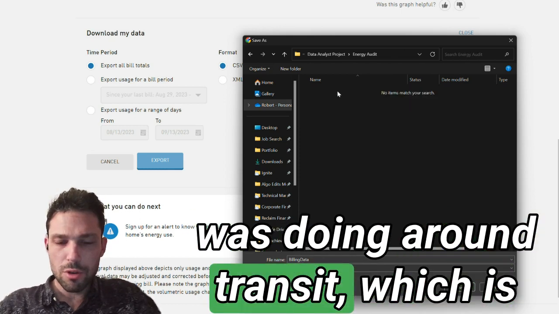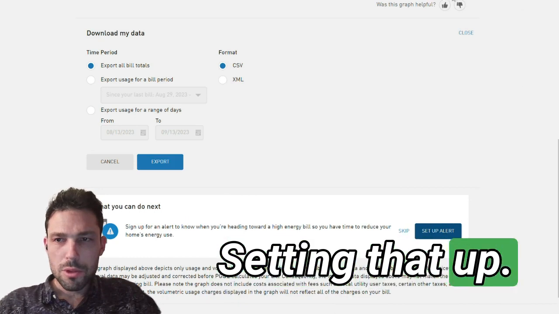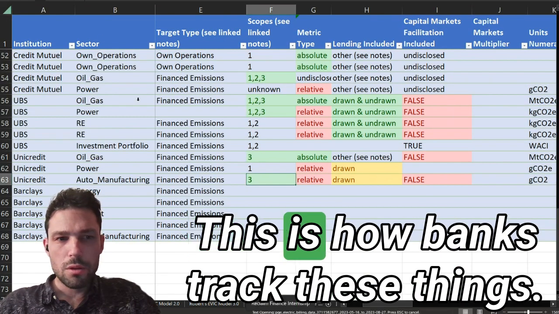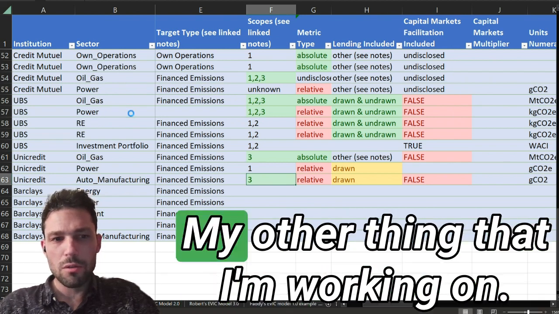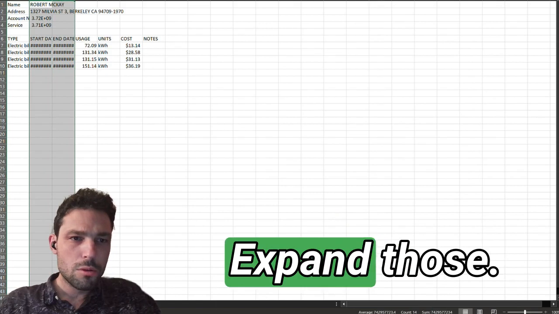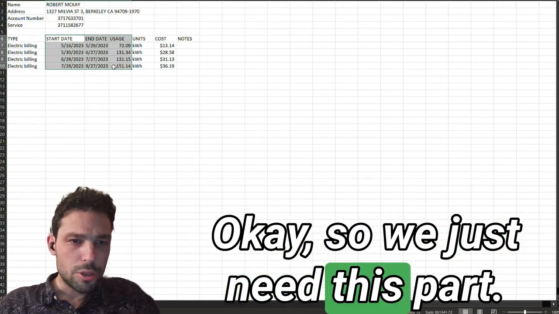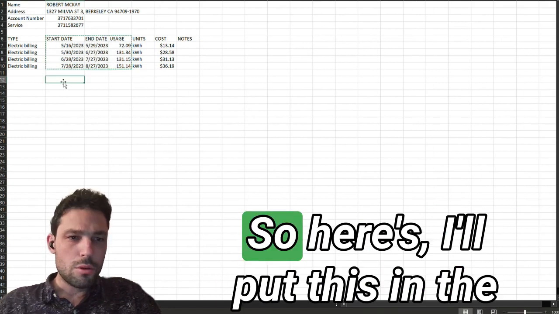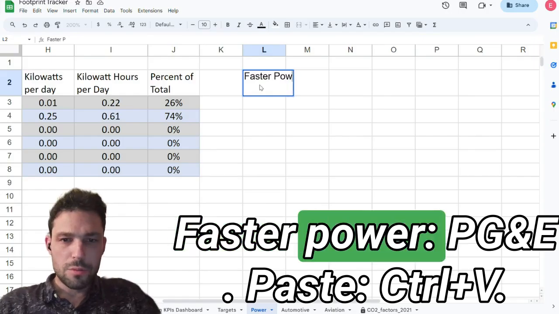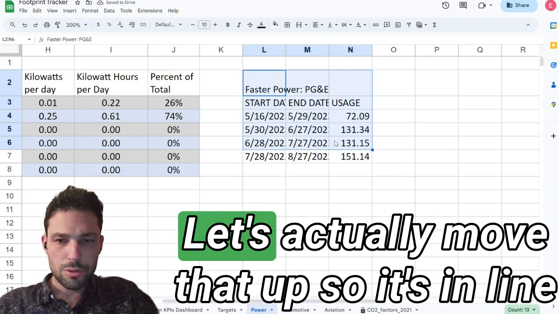Just diagram transit, which is relevant to what we're doing. I'll check that later. Okay. All right. And this is thanks to these things. My other I'm working on. Okay. Yes, it gives me a kilowatt hours. Great. Yeah. Okay. So we just need this part. Grab that. So here, I'll put this in the now. And paste.